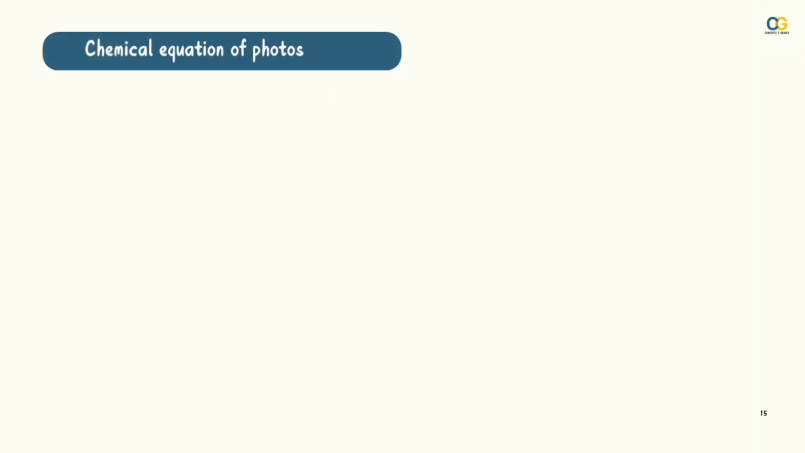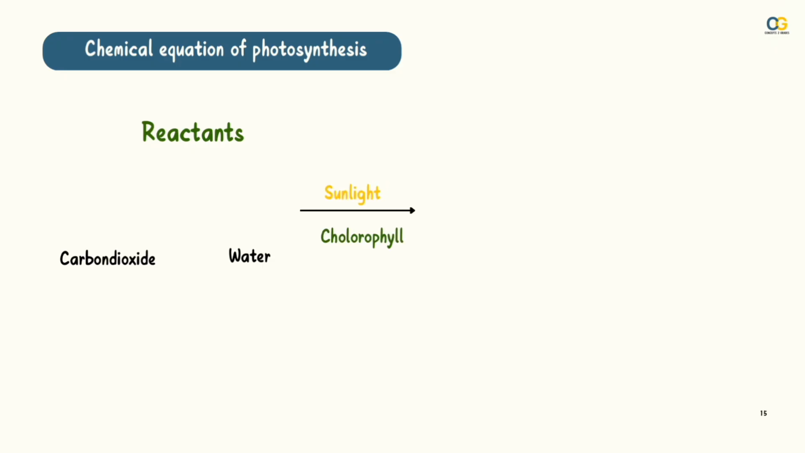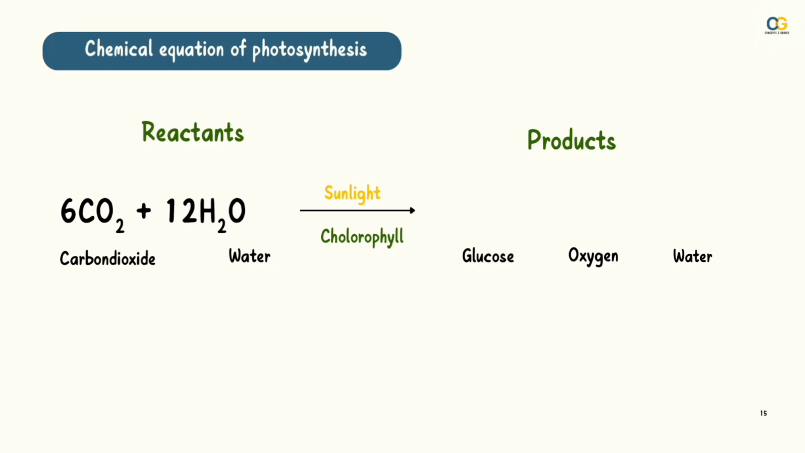Let us start with what are the reactants in this case. We have carbon dioxide and water. Now, in the presence of sunlight and chlorophyll, this converts into glucose, oxygen, and water. So, if I write a simple equation for this, it would look something like CO2 plus H2O in the presence of sunlight and chlorophyll gives rise to glucose, which is C6H12O6, plus oxygen plus water.